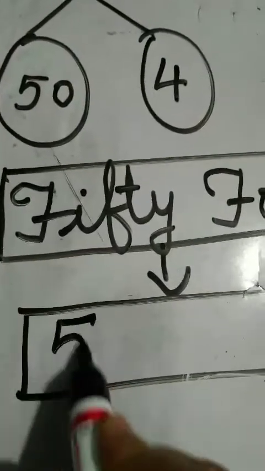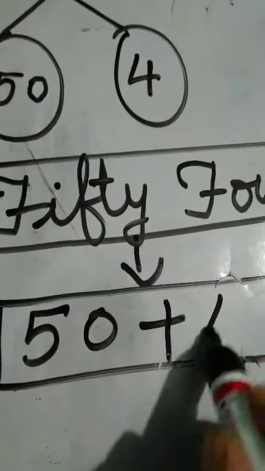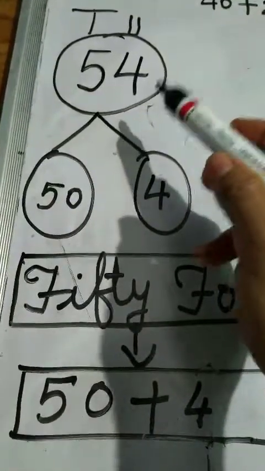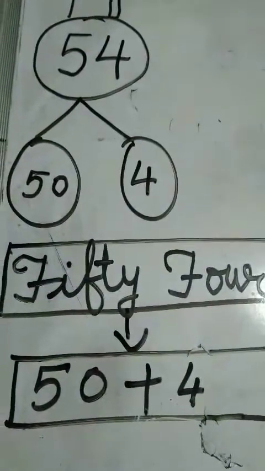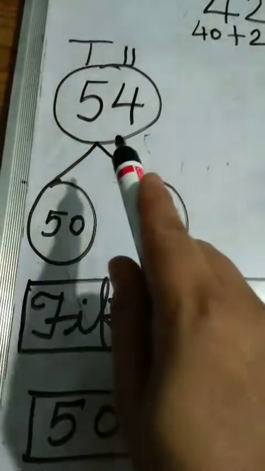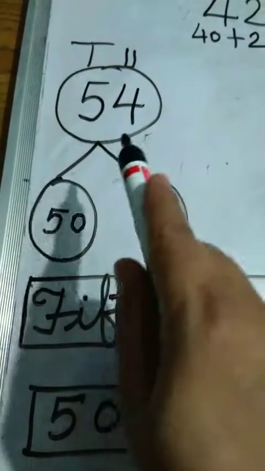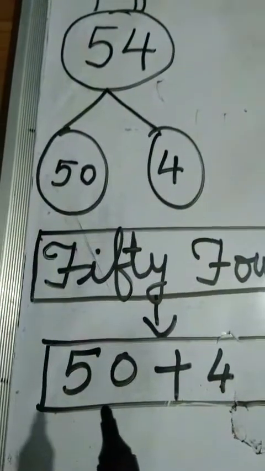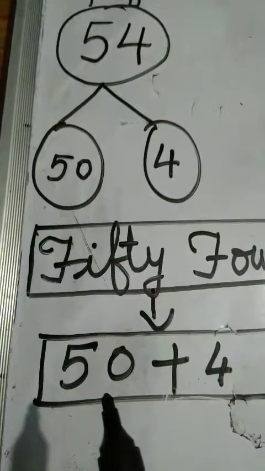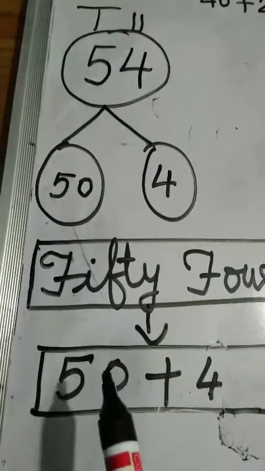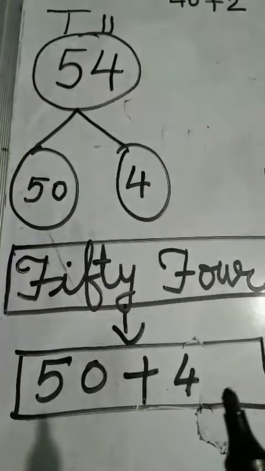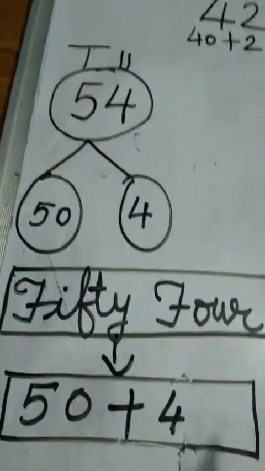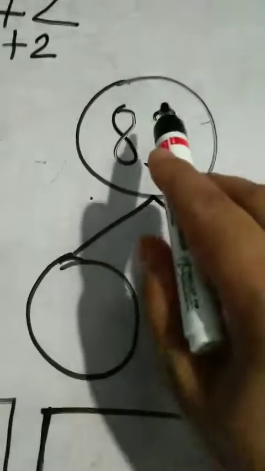So 50 plus 4 is the expanded form of 54 number. Is that clear, children? The place value of 5 and 4 in 54 is 50 and 4. But the expanded form, how we are going to say? So we are going to say 50 plus 4. It is the expanded form of number 54. Did you get, children? See the next example.